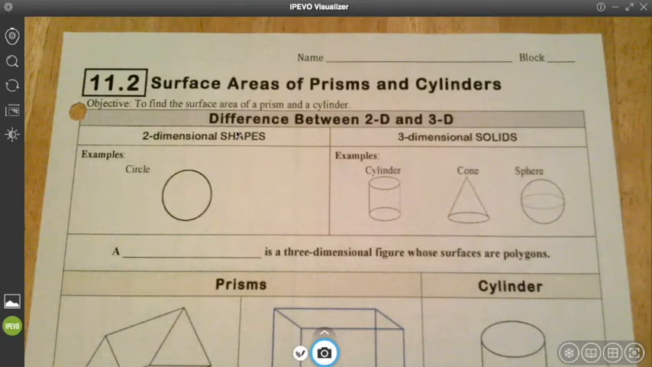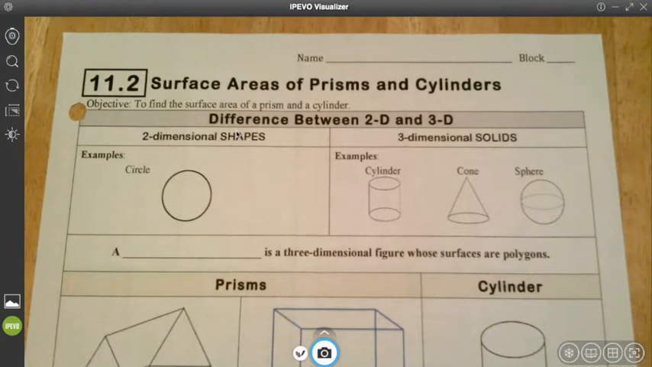Welcome to the Chapter 11 Part 1 video. Chapter 11 will actually be 3 parts instead of the normal 2. This part covers 11.2 and 11.3, and we'll be talking about surface area.